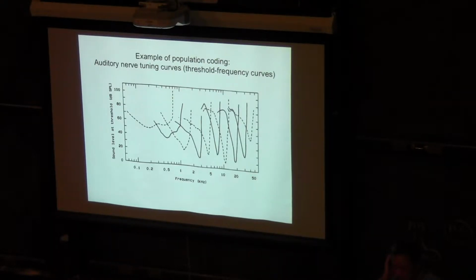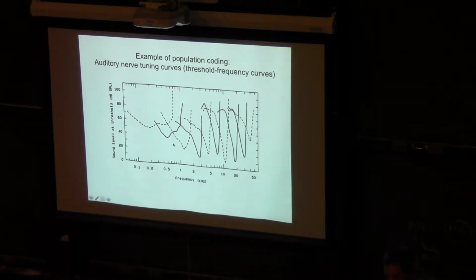Like the auditory system. This doesn't show the firing rate, but it shows the threshold of a neuron. It's basically the auditory nerve. You'll notice that each auditory nerve fiber likes a particular frequency. If you play that frequency, the threshold to drive the nerve is lower. That means this cell likes this frequency. There are many neurons that like all different frequencies, with some overlap.